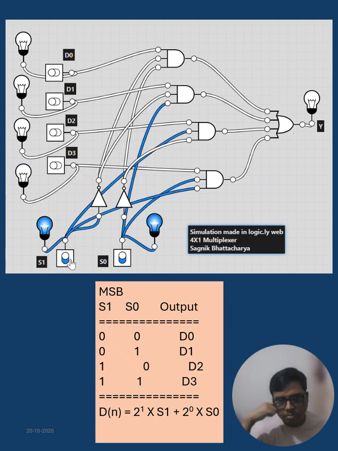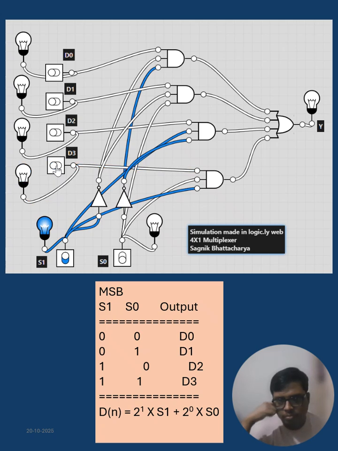Now if I change the status to 1 0, that means S1 is 1 and S0 is 0. In the 1 0 case, for our logic, D2 should be selected. Let's see what happens. If I change D0, no change in the output. If I change D1, no change in the output. If I change D2, now yes, the output is changing, as we can see. And for D3, there is no change in the output.